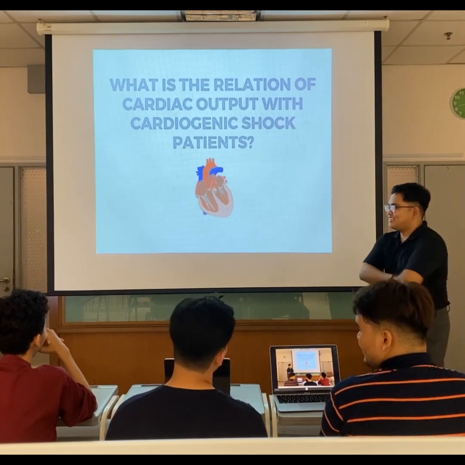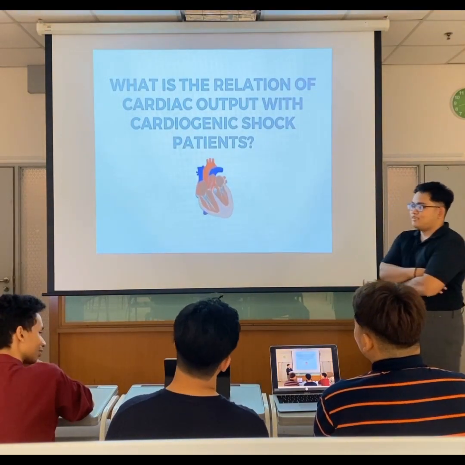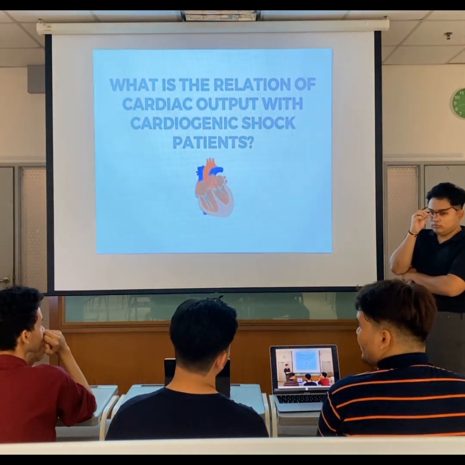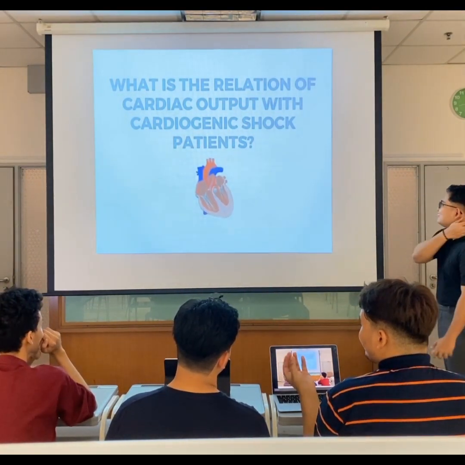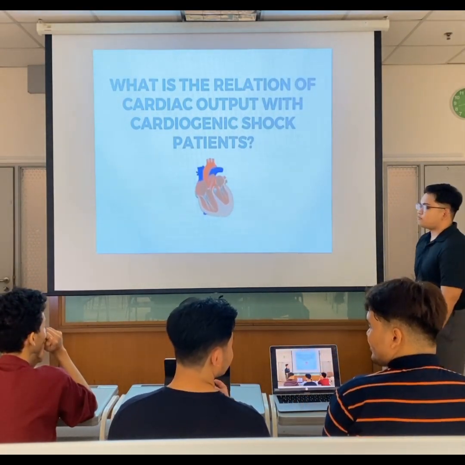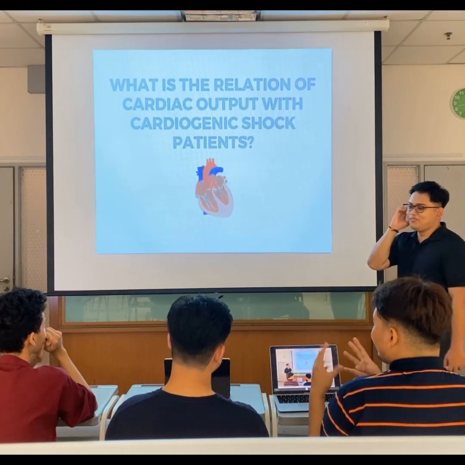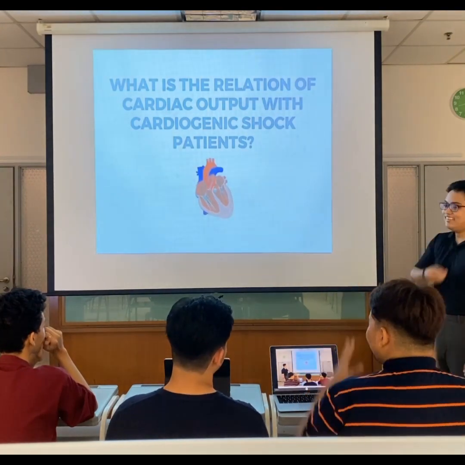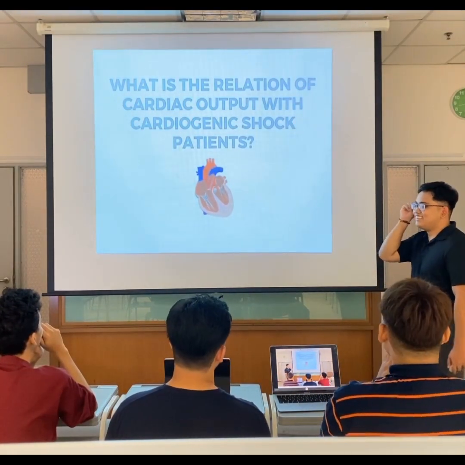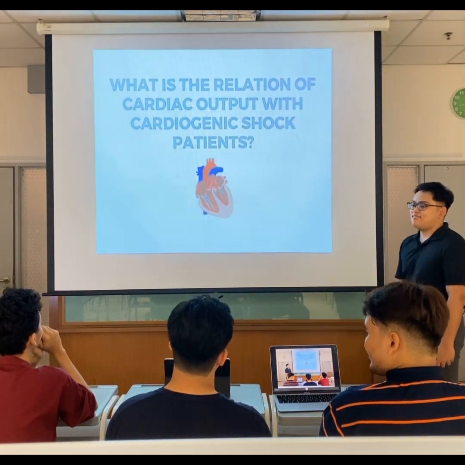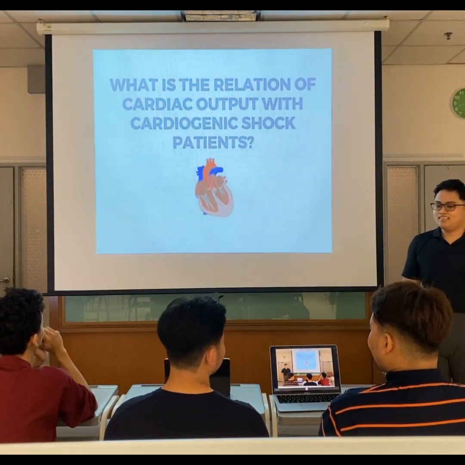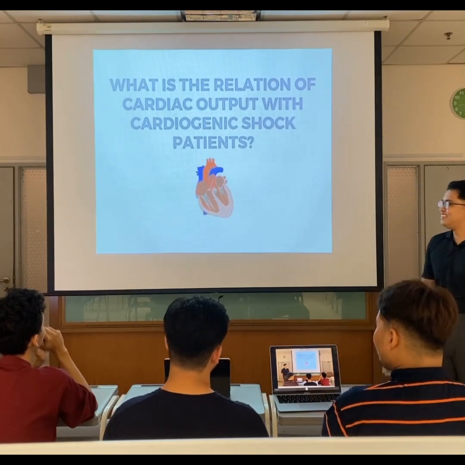So Hakim, what do you think about how cardiac output relates to cardiogenic shock? When the cardiac output is low, the heart cannot pump properly. So the blood throughout the whole body becomes low, because cardiac output is reduced. So less oxygenated blood will be pumped throughout the whole body.